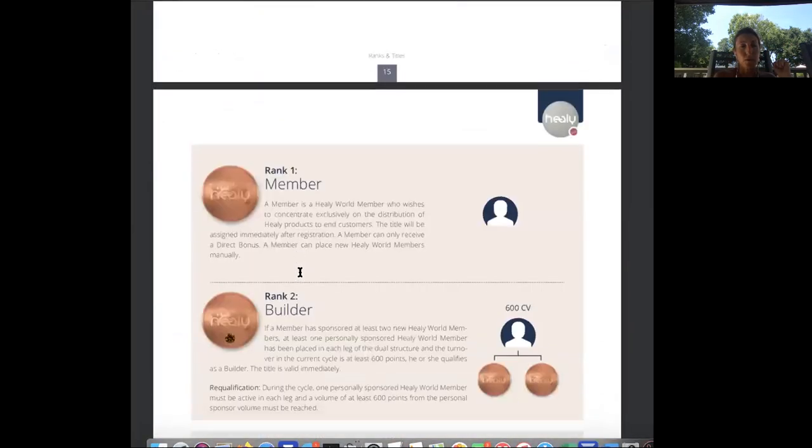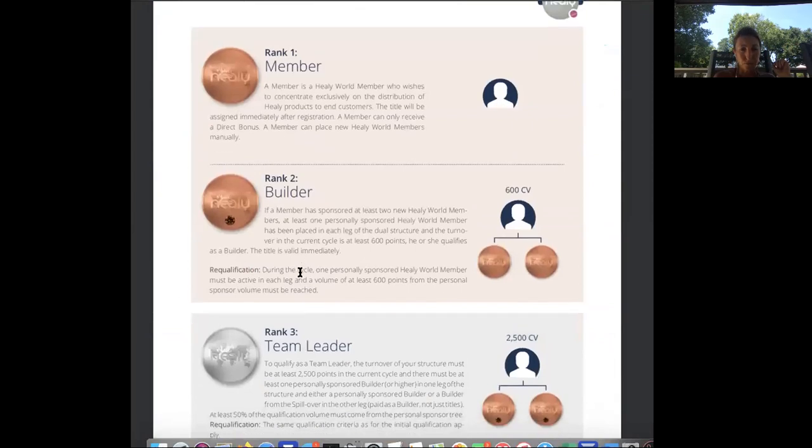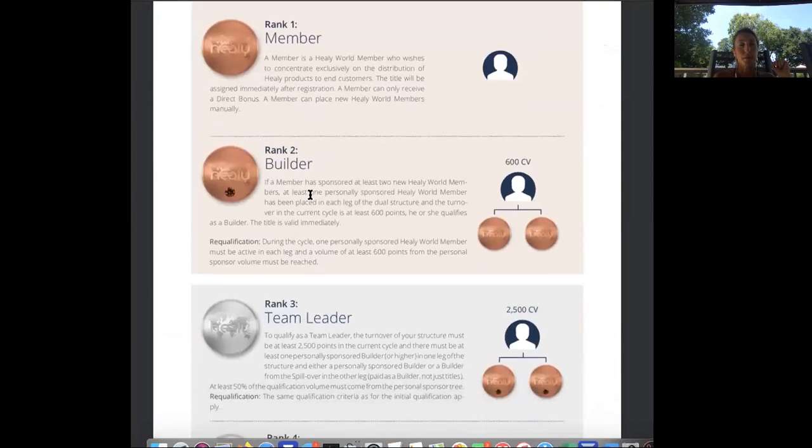One other thing with rank to point out, that again, we just talked about member and builder. If you are active, you qualify for direct bonus. And if you are a builder, you qualify for dual bonus. So remember, if you happen to have a really strong team leg, but you have 0 in your personal leg, you would earn 0 for this particular bonus, okay? Because you get paid 15% of your weaker leg for your dual bonus.